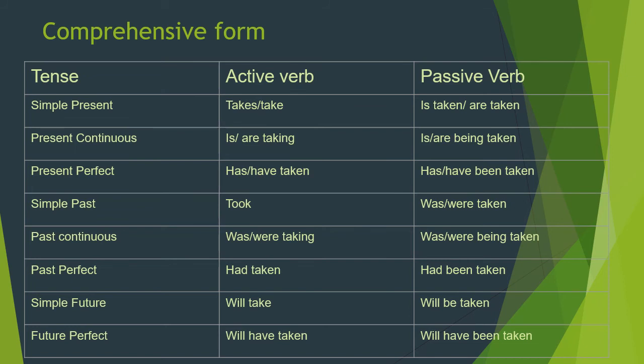Now simple past: the active verb will be took, and the passive verb will be was or were taken. Past continuous, was or were taking, and the passive verb will be was or were being taken. Past perfect will be had taken and the passive verb will be had been taken. Simple future will be will take and the passive verb will be will be taken. Future perfect will be will have taken and the passive verb of future perfect will be will have been taken.